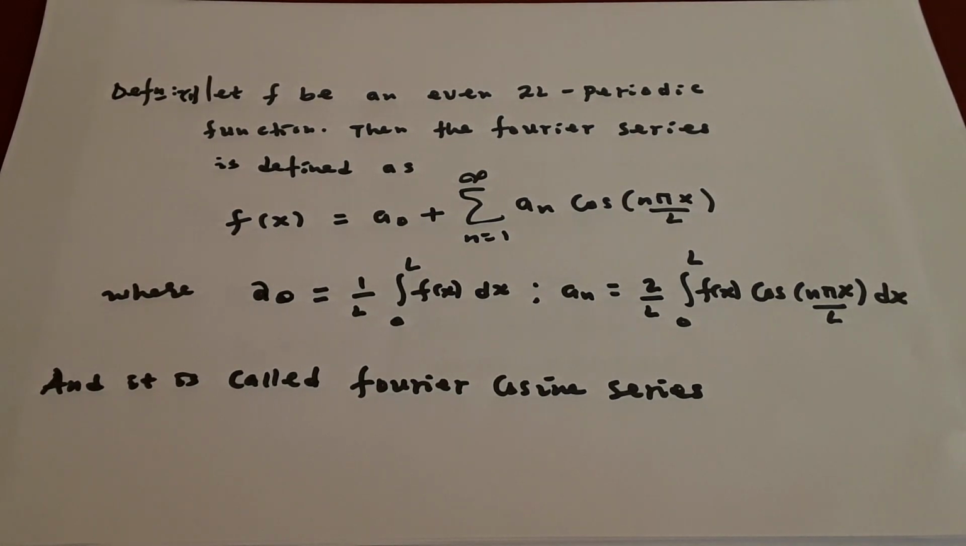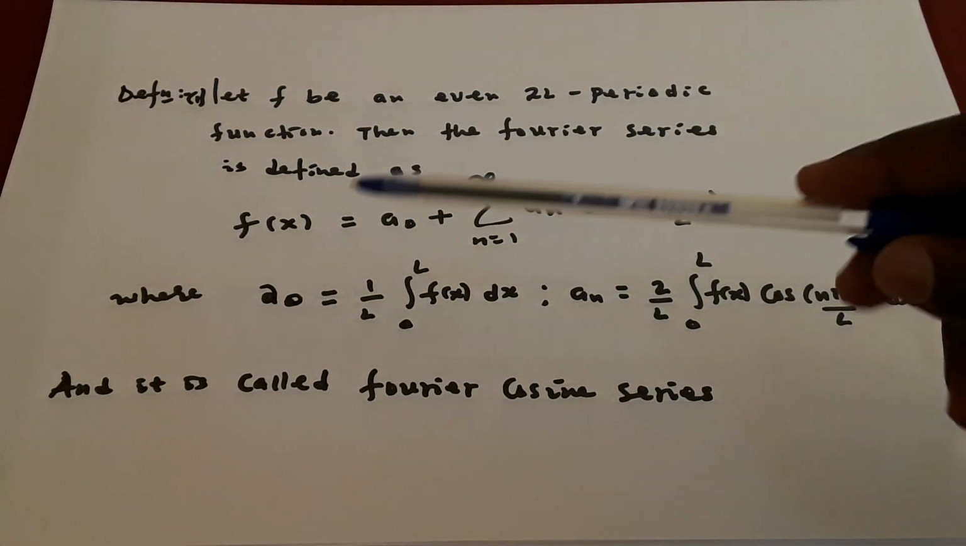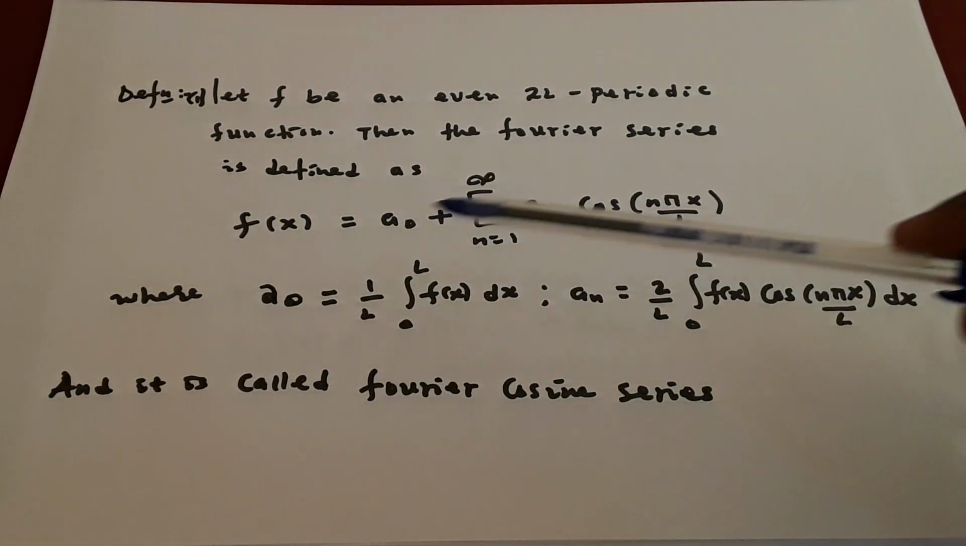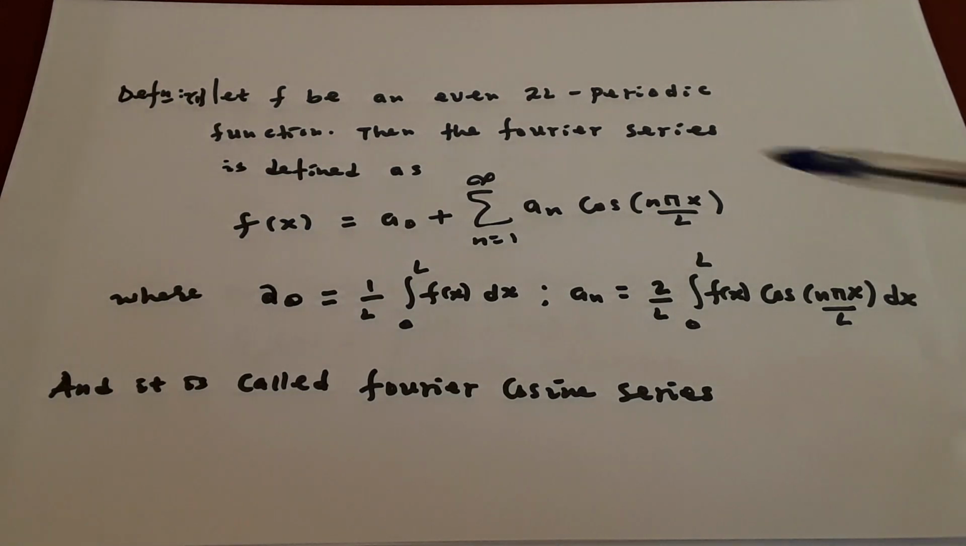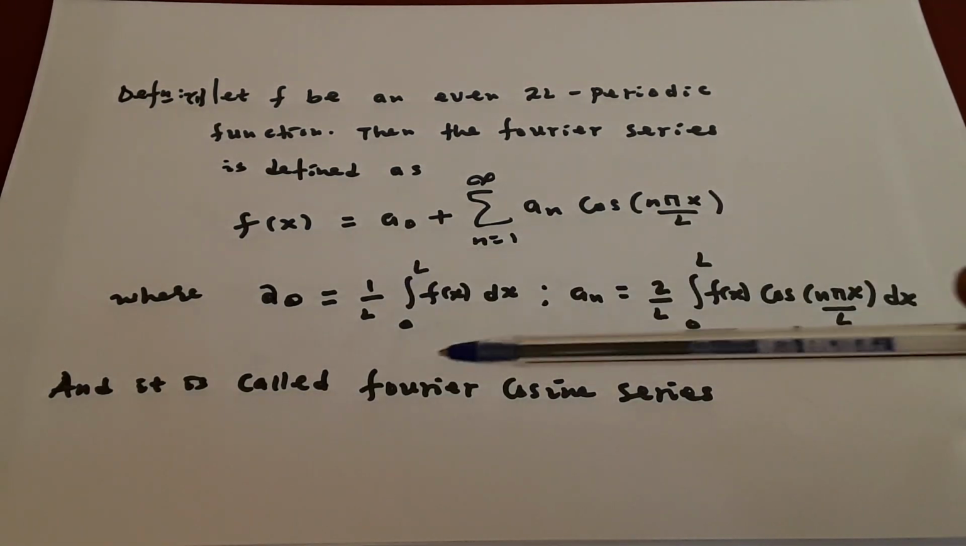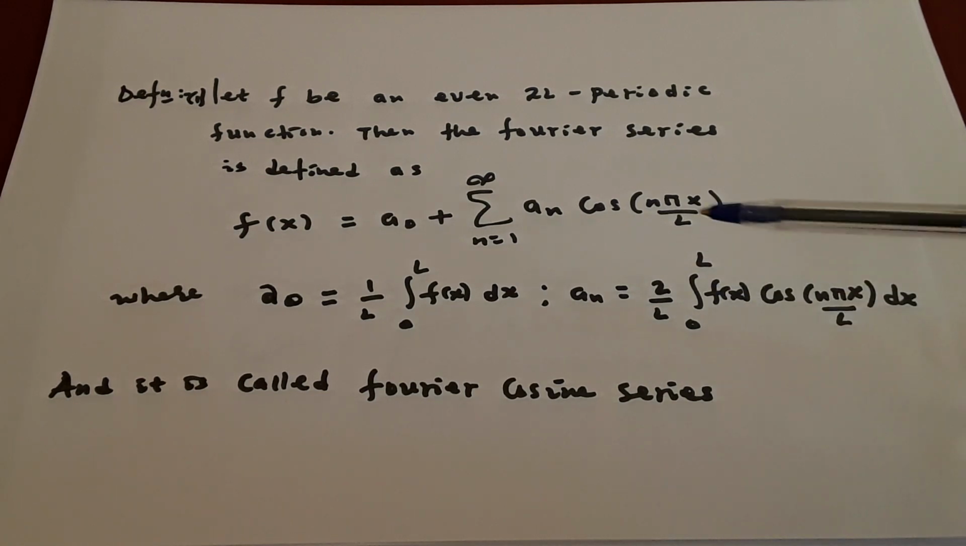All right, let f be an even 2L periodic function, then the Fourier series is defined as f of x is a naught plus the summation from n equals 1 to infinity of a n cosine n pi x over L, where a naught is 1 over L integral from 0 to L of f of x dx, and a n is 2 over L integral from 0 to L of f of x cosine n pi x over L dx.